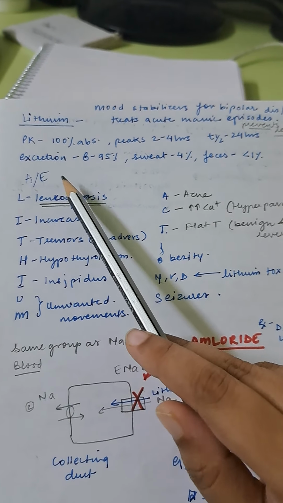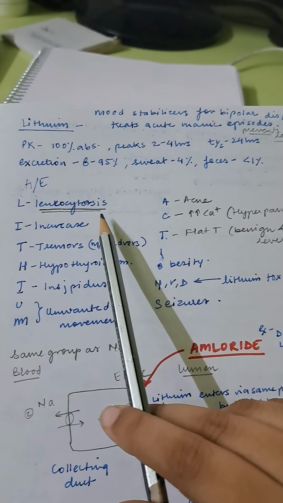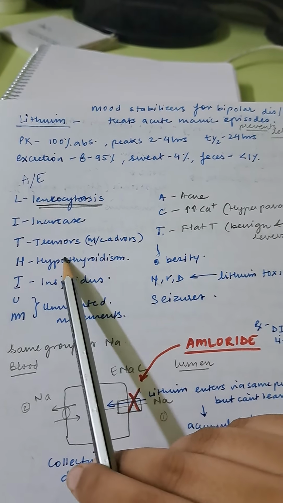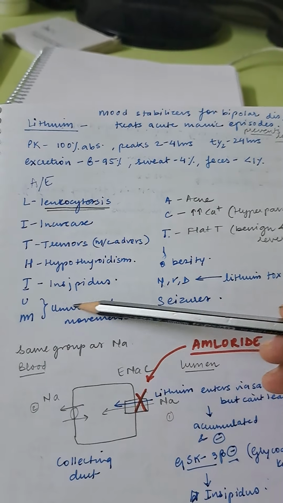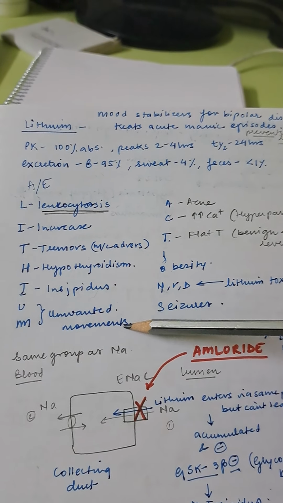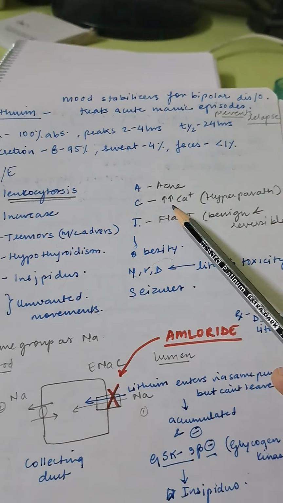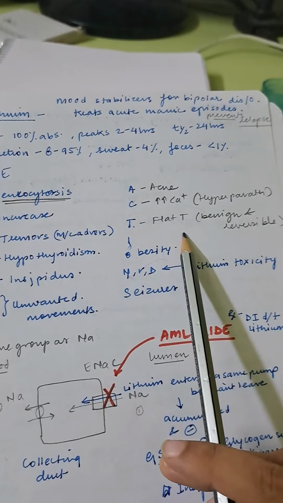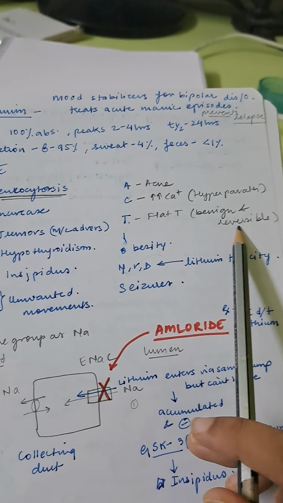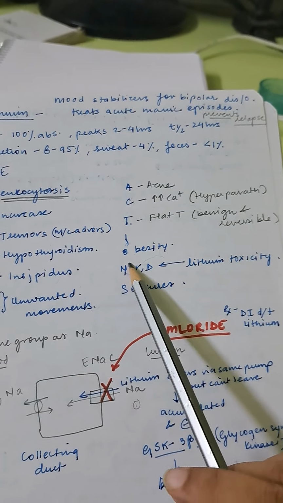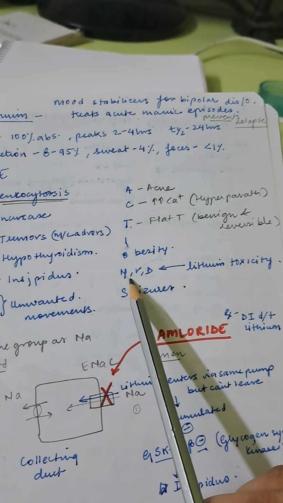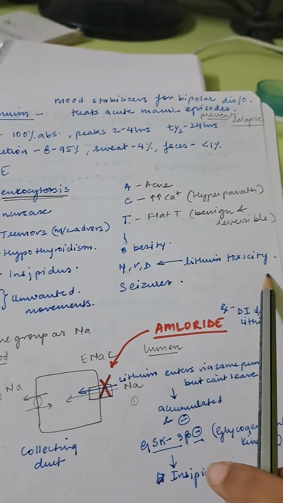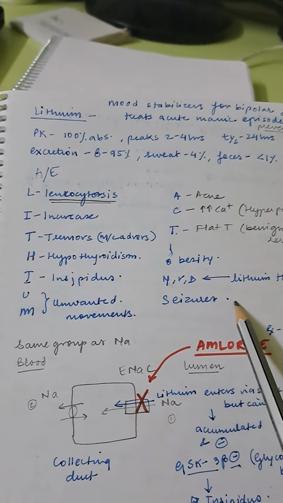The adverse effects include leukocytosis. There is an increase in tremors, which is the most common adverse effect. There is hypothyroidism, diabetes insipidus, and there are unwanted movements, acne, hypercalcemia, hyperparathyroidism, and a flat T wave, benign and reversible. There is obesity, and there is nausea, vomiting, and diarrhea. This is actually a symptom of lithium toxicity, and seizures.